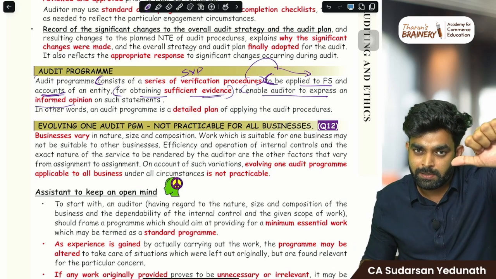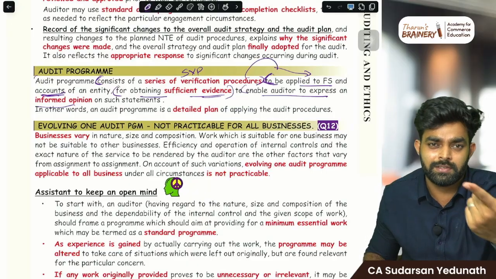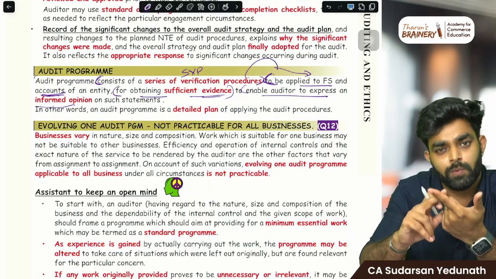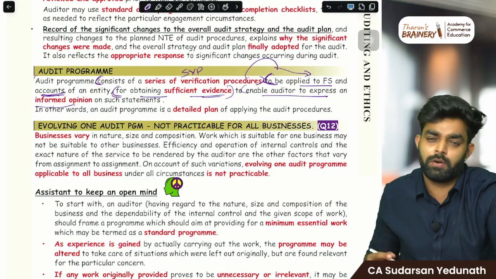It's a series of verification procedures. For what purpose? To be applied on financial statements and accounts of the entity. Okay, for what? For obtaining sufficient evidence. And why do we want sufficient evidence? To enable the auditor to express an opinion.